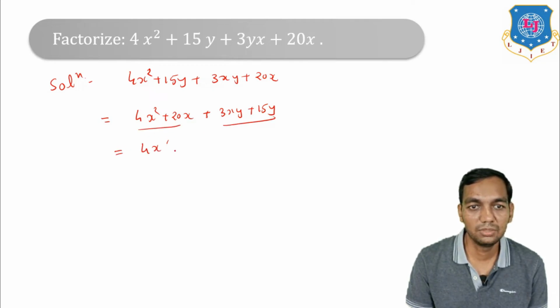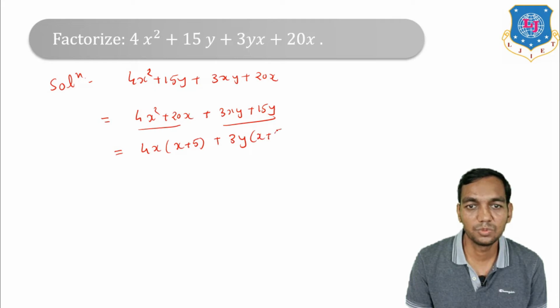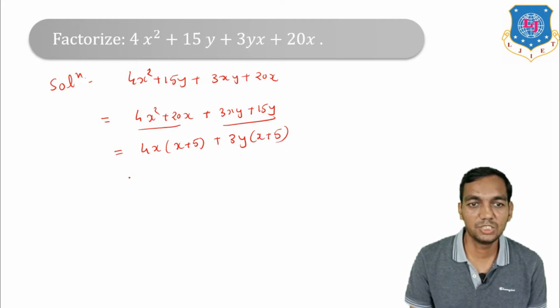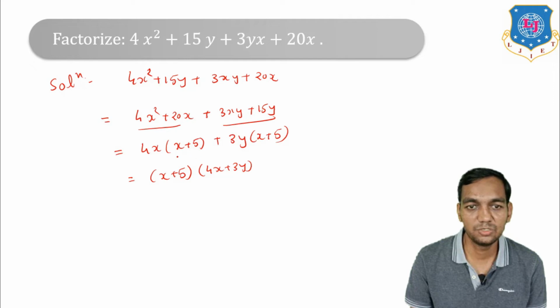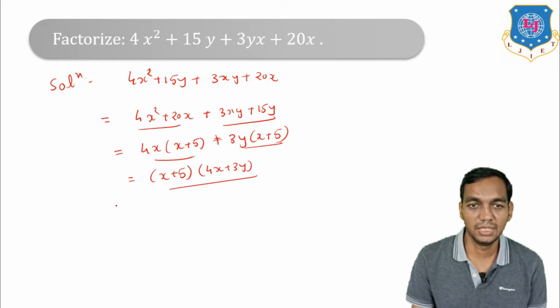So here 4x common out, and you will get x plus 5. In the same manner here 3y common out and you will get x plus 5. So x plus 5 will be common out. So you will get x plus 5 into the other bracket 4x plus 3y, because x plus 5 will be common out from both. So here you remain 4x and here you have plus 3y, correct? So these are the factors. Now this is the simplest factorization we have for this one, correct?